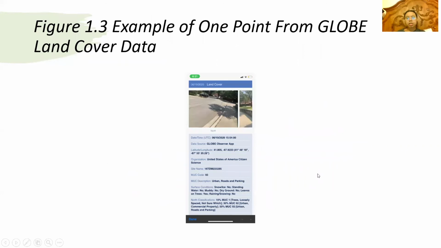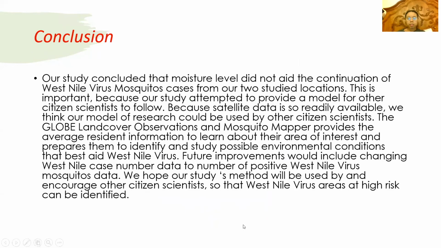And as you can see, this is an example of 1 point from GLOBE land cover, showing surface conditions and classifications. So our conclusion was that the moisture level did not aid to the continuation of West Nile virus mosquito cases, at least in our two study locations.